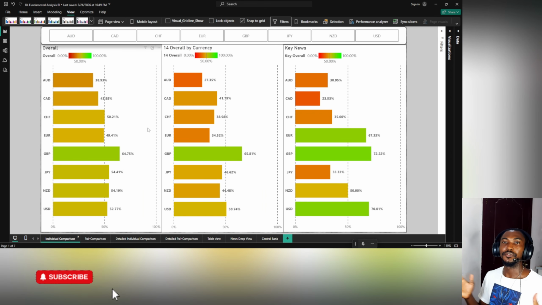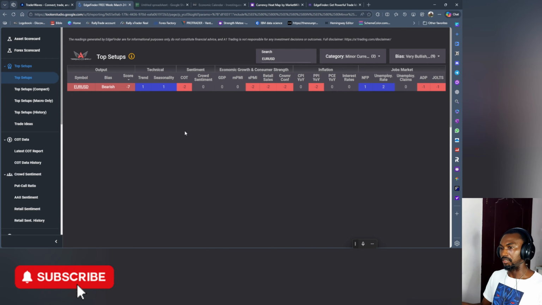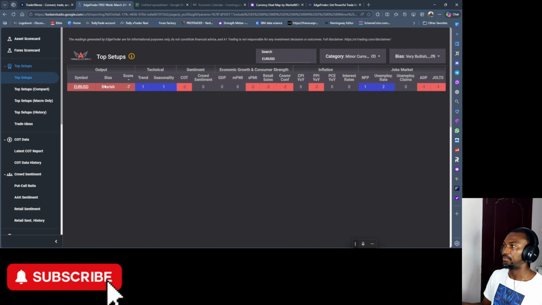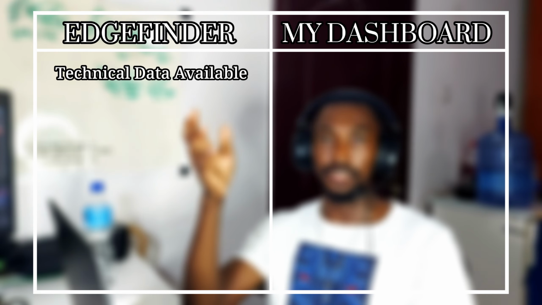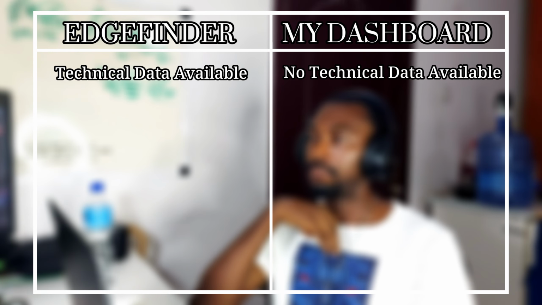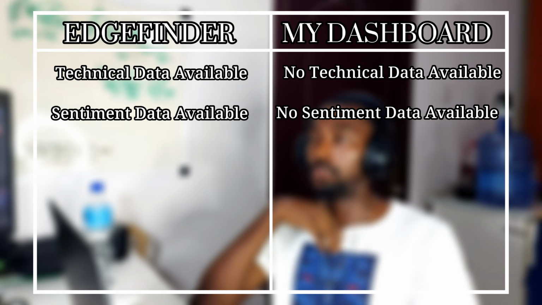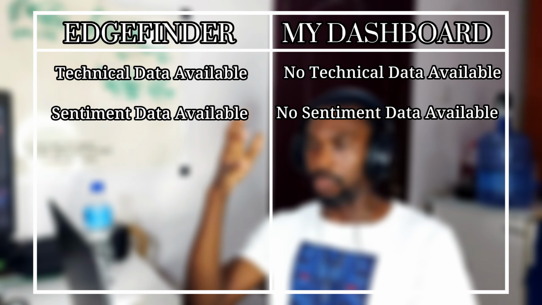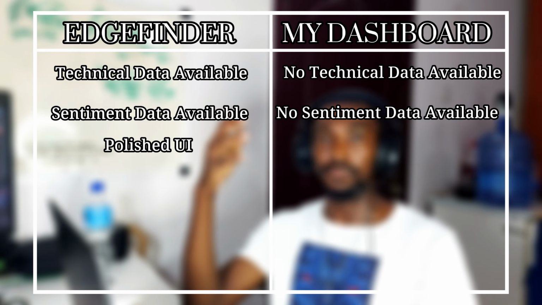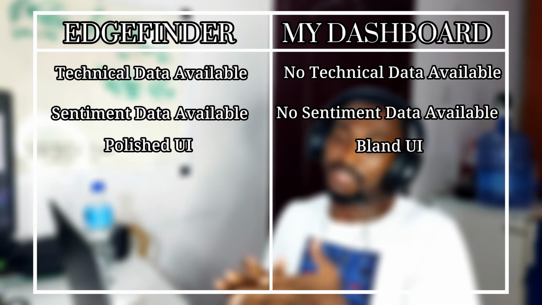So what's the difference between this, my own, and the beautiful edge finder? Well, first thing is this. The edge finder has technical data. I don't have technical data on my chart. The edge finder has sentiment data. I don't have sentiment data on my dashboard either. However, in terms of looks, it has a very polished look. Mine is just black. It's just there. Honestly speaking, it's just there.